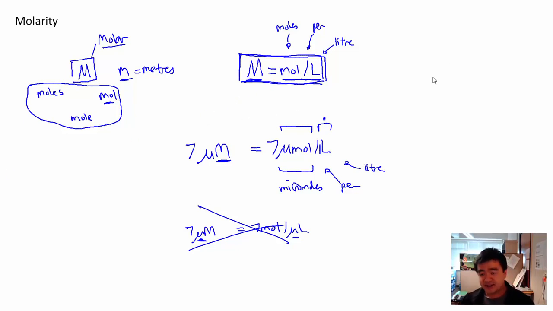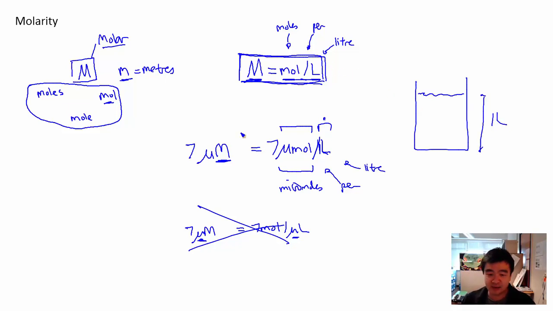Now, in terms of what this physically means, let's take 7 micromolar, for example. This means that in a 1 liter solution, there are 7 micromoles of something floating around. So imagine I have 1 liter in this bucket, 1 liter of, let's say, glucose. In this 1 liter, the concentration is 7 micromolar.